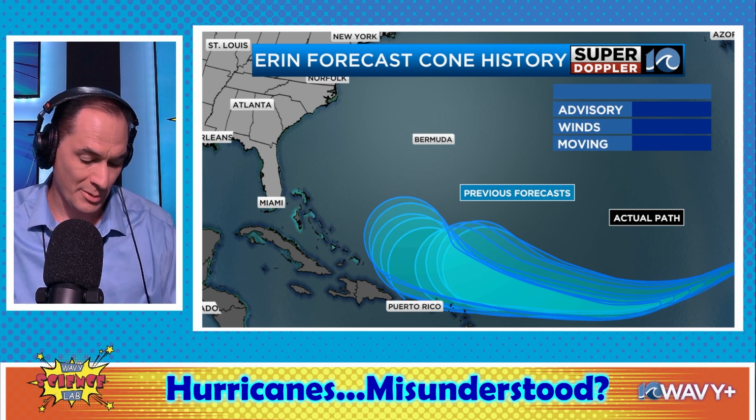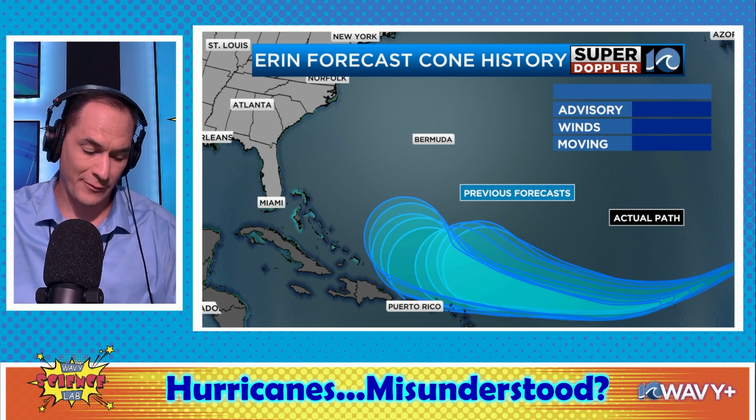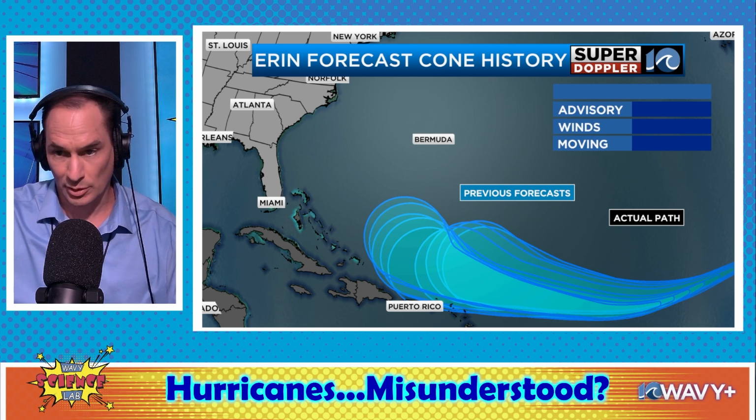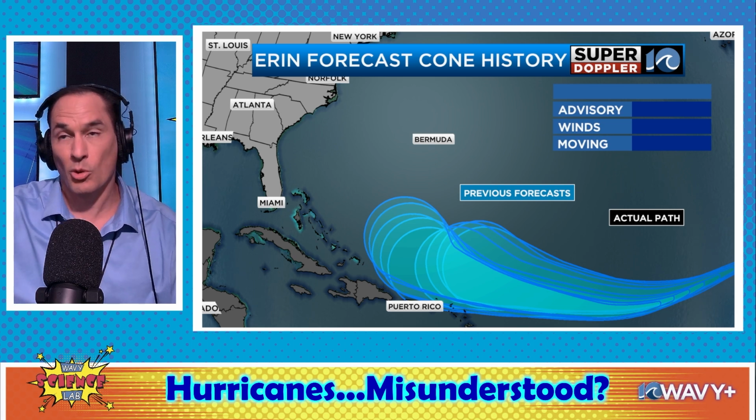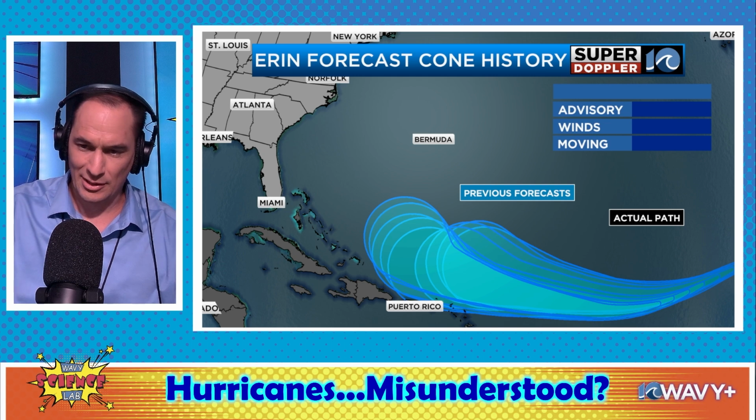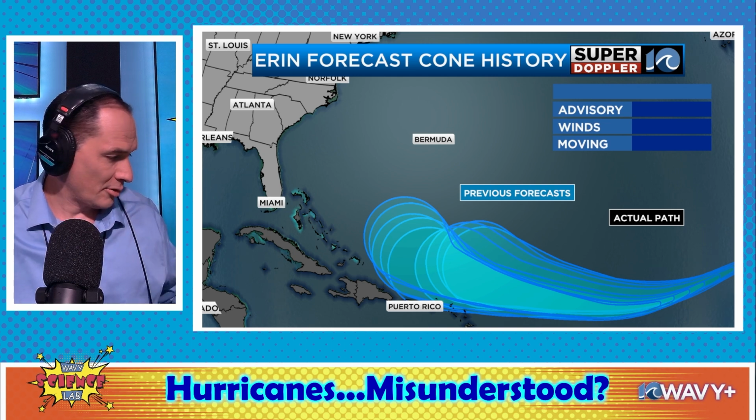And so the circles represent the average error over the last 5 years. And storms travel within that cone 2/3 of the time. So, of course, the more uncertainty, the thicker the cone is. Less uncertainty, the cone is thinner. And so they do that.